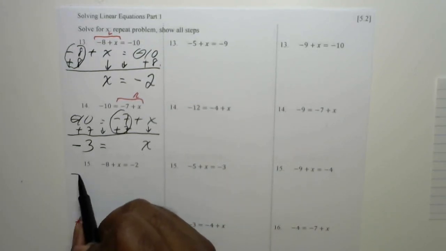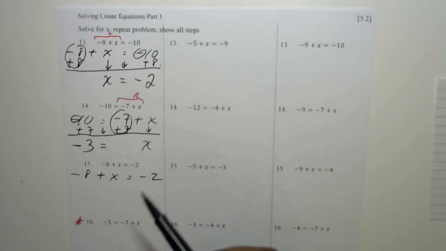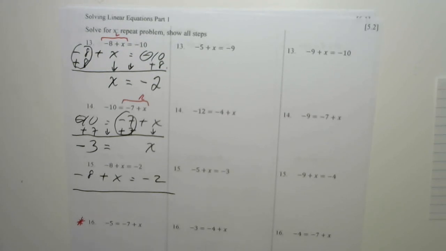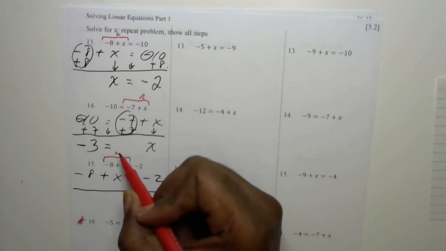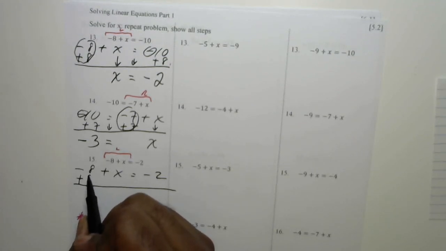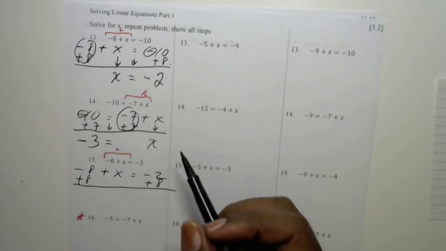Next, we have a -8 plus x equals -2. Okay, first let's determine if this is a left or right side problem. The x is on the left side of the equal sign, so this is a left side problem. So we have to get rid of the left side number, which is the -8. So to get rid of a negative 8, we have to use a plus 8. And what we do on one side, we have to do another plus 8 on the other side.